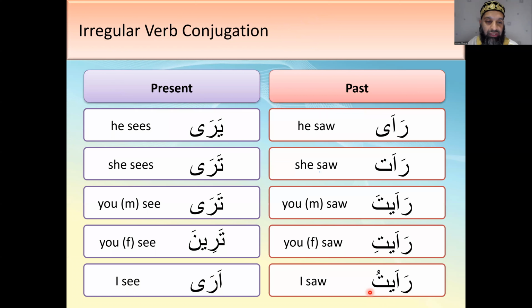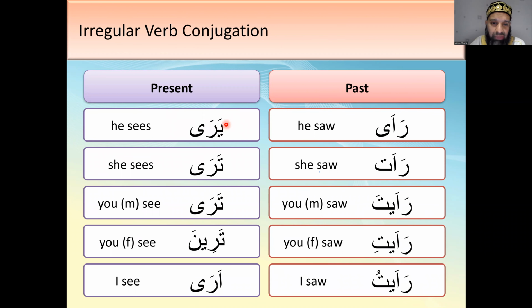So this is the slide that I took out from the start and put into here. I thought maybe it's more appropriate here. So these are examples of the present tense for the word to see, ra'a. So yara means he sees, tara you see, ara I see. Yara means he sees. It's a weak verb, right?